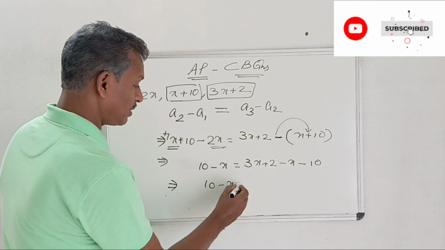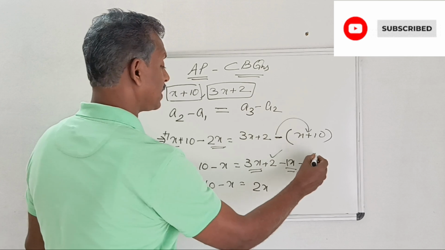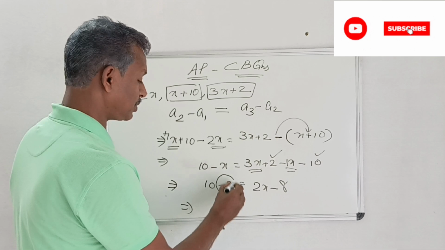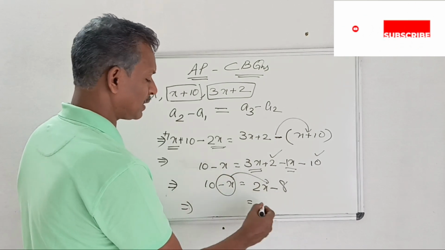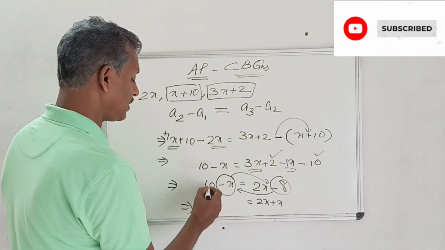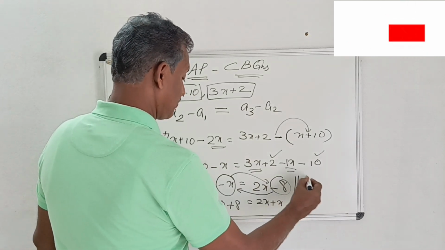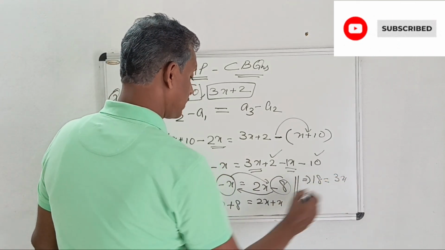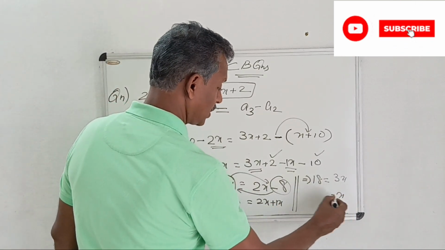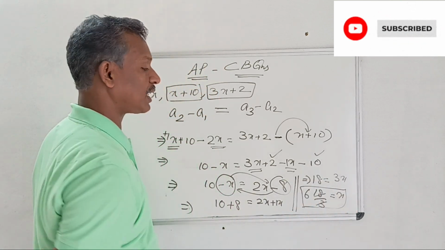10 minus x, I am simplifying the right side. 3x minus 1x is 2x, plus 2 minus 10, it is minus 8. And shift all the x to one side, I am shifting this minus x to the right side and make it plus. So 2x plus x, shifting this minus 8 to the left side. Here already 10, 10 plus 8, so you get the left side 18 is equal to 3x. So 2x plus 1x is 3x. So x is equal to 18 upon 3, cancelled out, it is 6. x is 6.